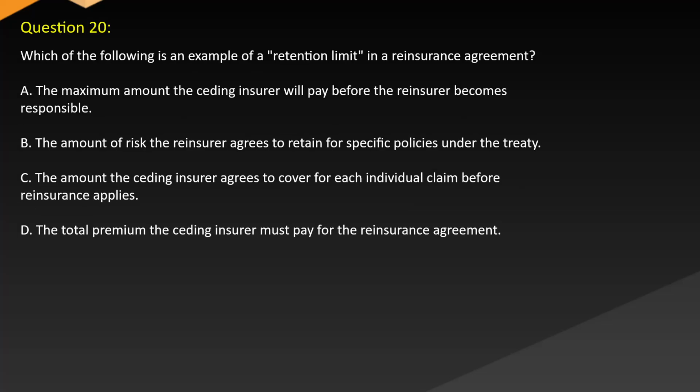Question 20. Which of the following is an example of a retention limit in a reinsurance agreement? A. The maximum amount the ceding insurer will pay before the reinsurer becomes responsible. B. The amount of risk the reinsurer agrees to retain for specific policies under the treaty. C. The amount the ceding insurer agrees to cover for each individual claim before reinsurance applies. D. The total premium the ceding insurer must pay for the reinsurance agreement.